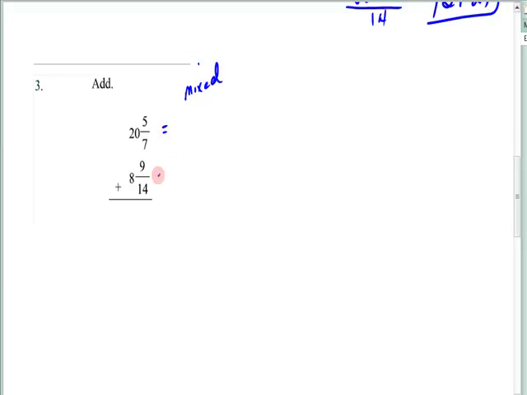So I have to get a common denominator. So I'm going to have 20 and some 14ths, 8 and some 14ths. 7 goes into 14 2 times, and 2 times 5 is 10. No change here. If I add these, I get 28 and 19 14ths.